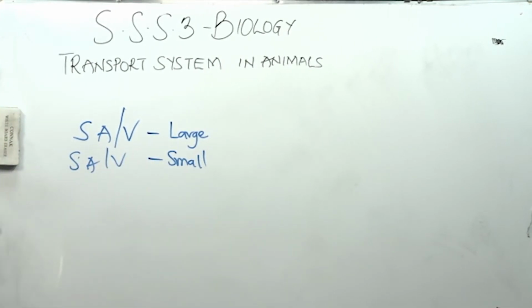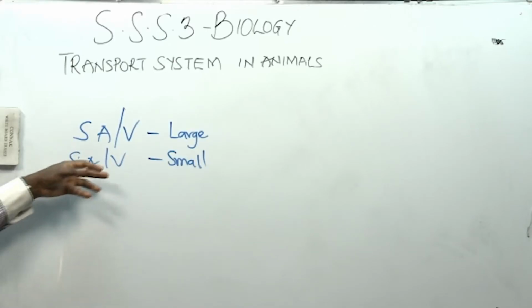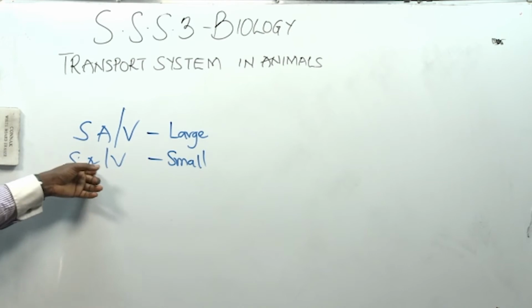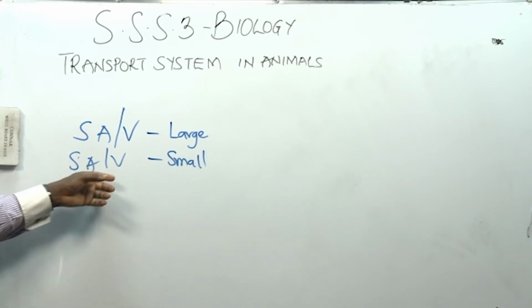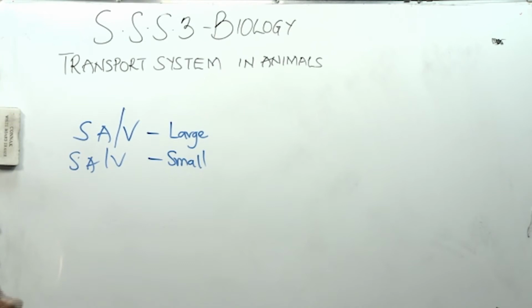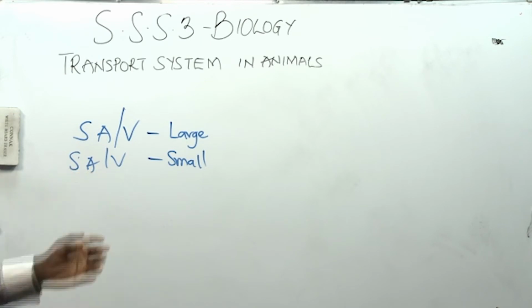You may come across some questions like this. The question will just state: why is diffusion not enough for movement of materials in multicellular organisms? This is the reason. Because there is a small surface area to volume ratio in multicellular organisms, and the materials that need to be moved from one place to another are large in quantities. So we'll be focusing on how materials are moved in multicellular organisms, especially in man. Don't forget the definition of transport system as we move on.